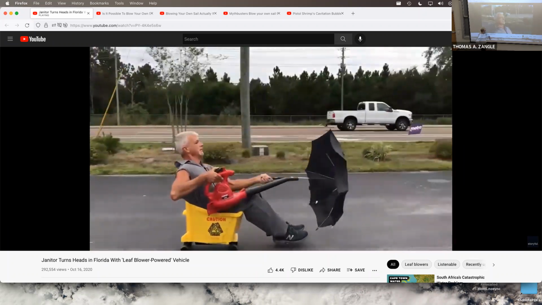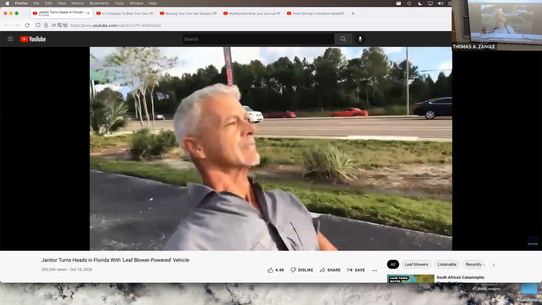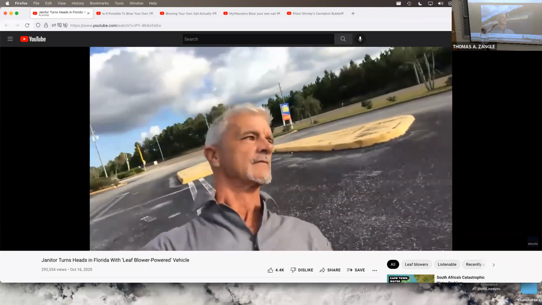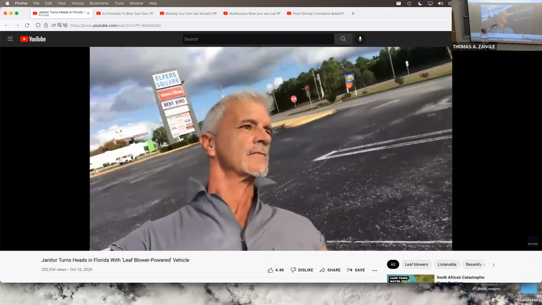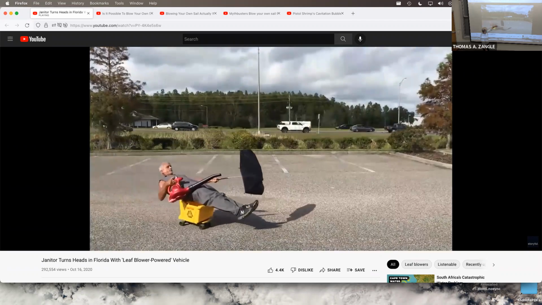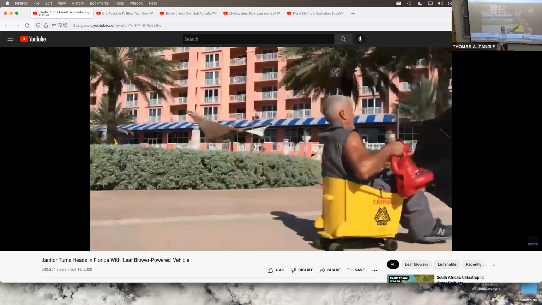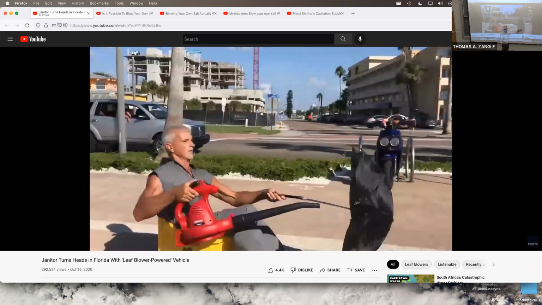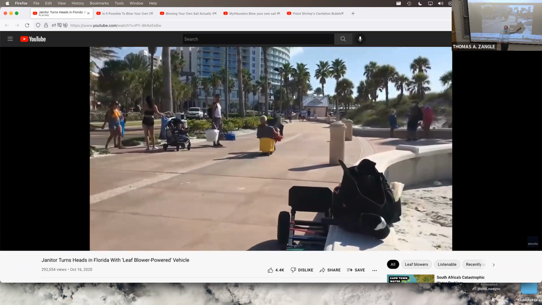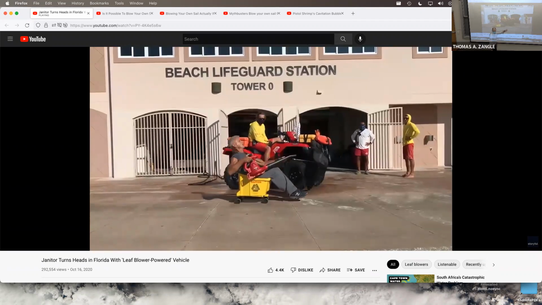So he's sitting there. He has a leaf blower. Very happy with himself. I think it's a life hack or something. And he's directing the leaf blower against an umbrella, and it's pushing him forwards, right? Even though the leaf blower is pointing forwards as well.